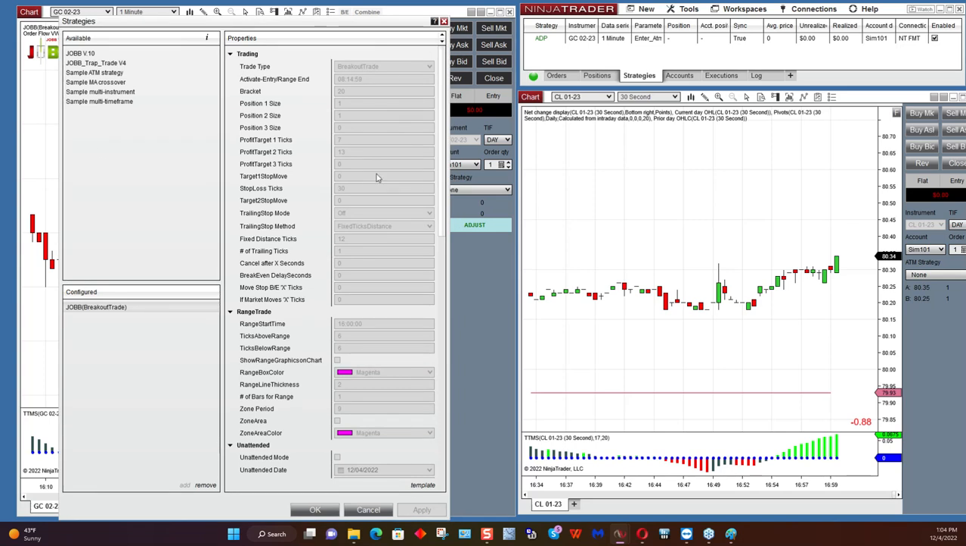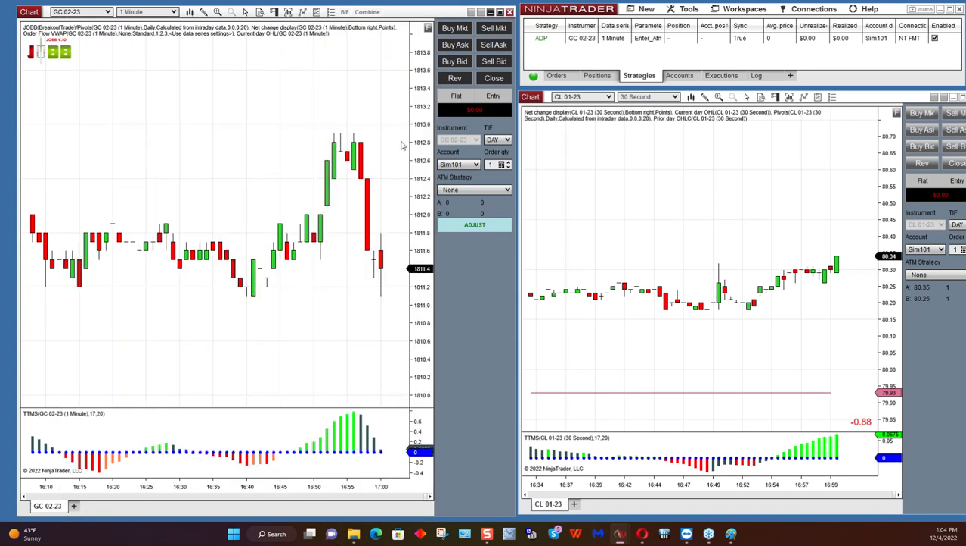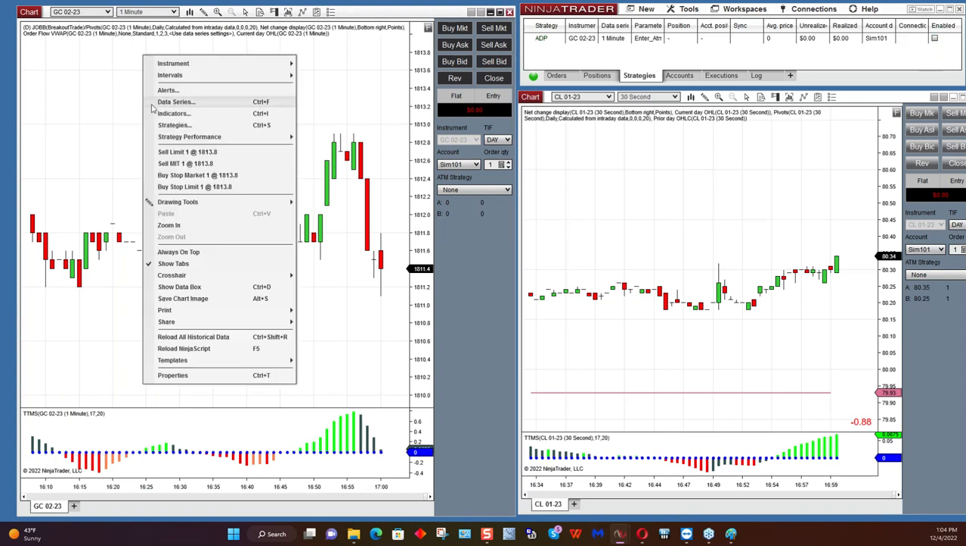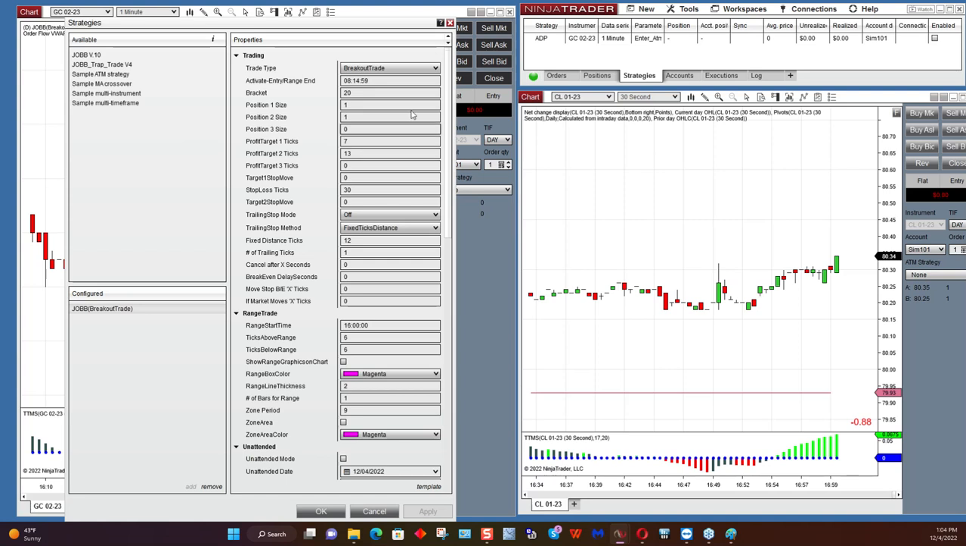So uncheck and then right click the chart and go to strategy. Then you can re-edit. Maybe you want to make your target bigger. Maybe you want a 10 tick target, okay? And if you change something, always apply it and okay it so it takes the change. And that's how you enter a DMM into the software, okay?